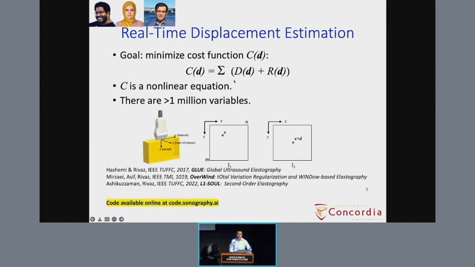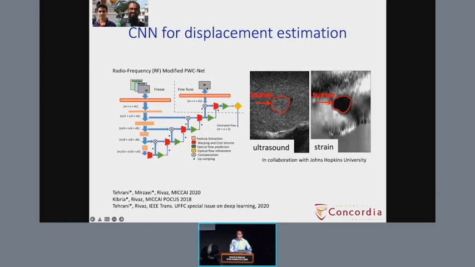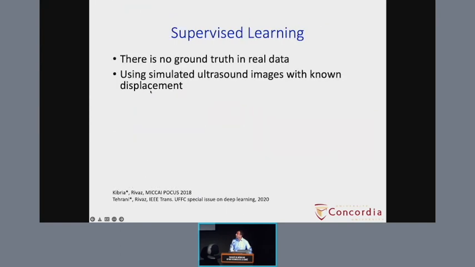In fact, almost all of the codes that I talk about are available at this website, code.sonography.ai. So in my lab, we were the first to propose to use deep learning to estimate this displacement map, because it's a very difficult task. What we essentially did in this work is that since there's no ground truth in real images, right? In deep learning, we always want training data. And in real images, there's no training data because we don't know the ground truth deformation. So we used simulated data to train the network.